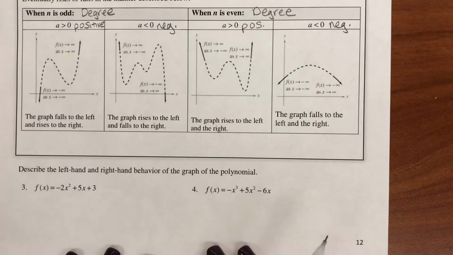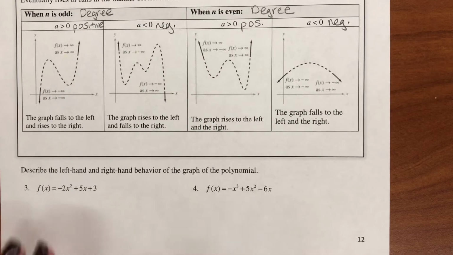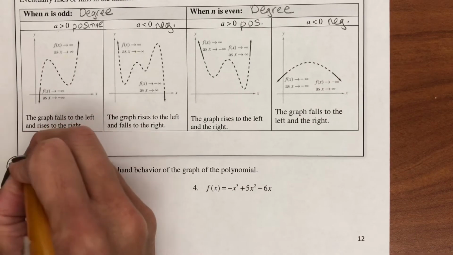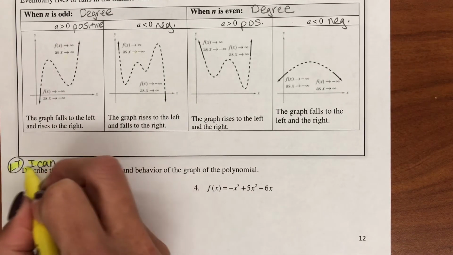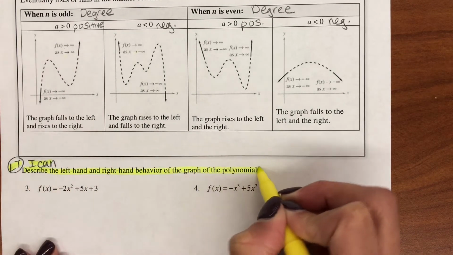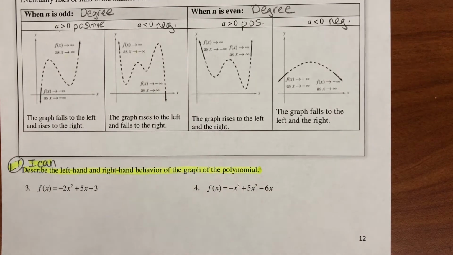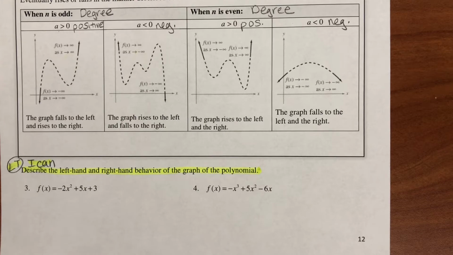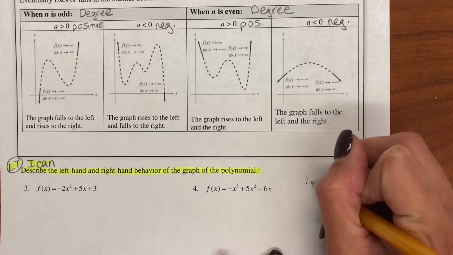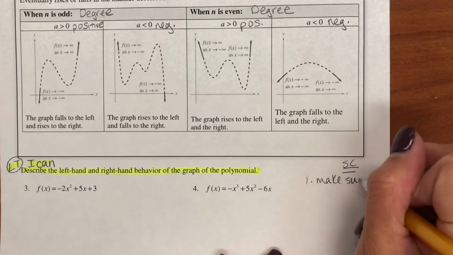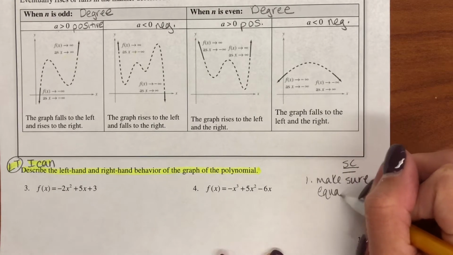So let's look here at number 3. And we're getting into our first learning target. I can describe left hand and right hand behavior of the graph of the polynomial. So what are the left and right side? If we were to graph this equation, what are the left and right sides of the graph doing? Well, first you need to make sure the equation is in standard form. So step 1, make sure the equation is in standard form.